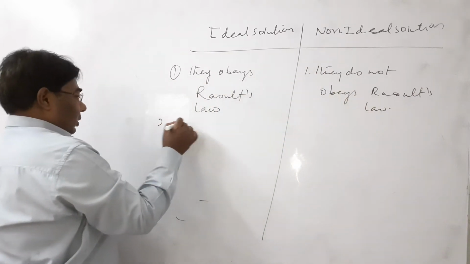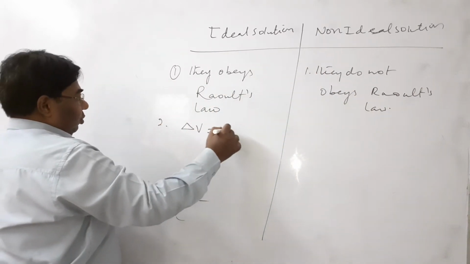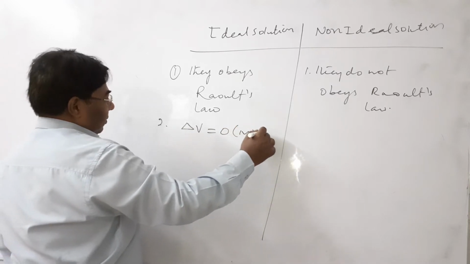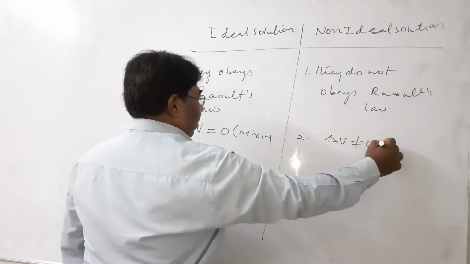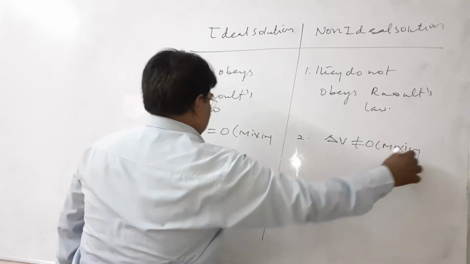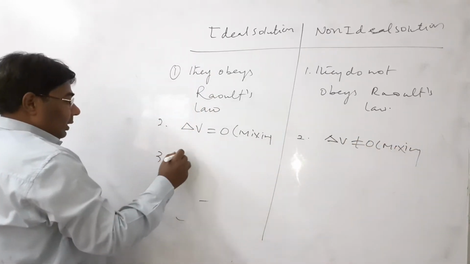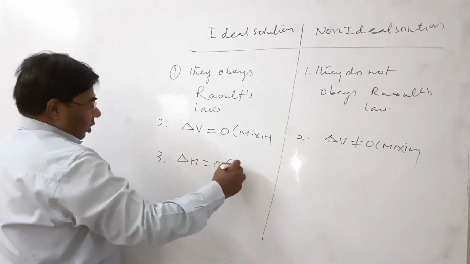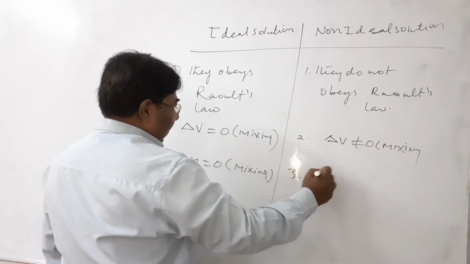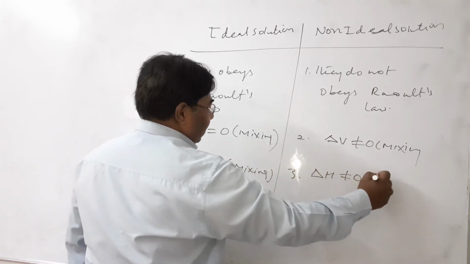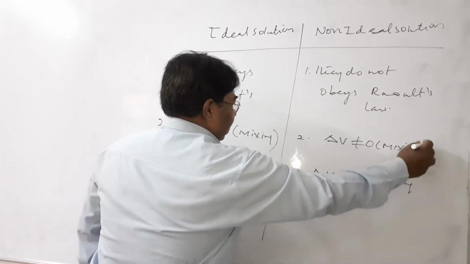Number 2, delta V equals 0 on mixing. For non-ideal, delta V not equal to 0 on mixing. Number 3, delta H is equal to 0 on mixing. Here delta H not equal to 0 on mixing. Delta H is the enthalpy.